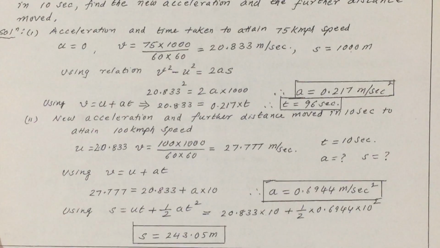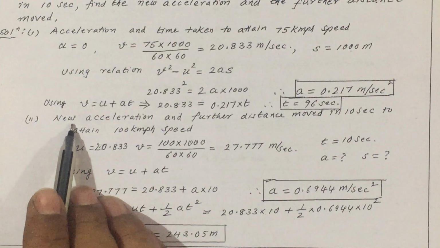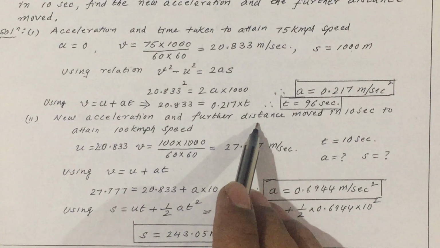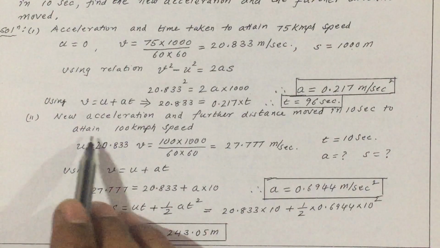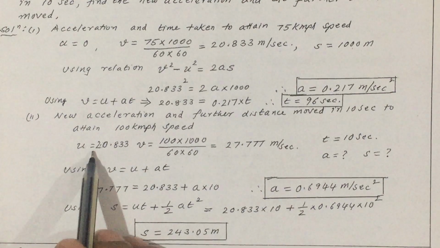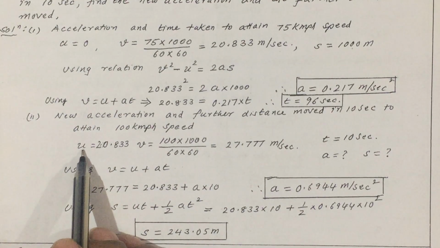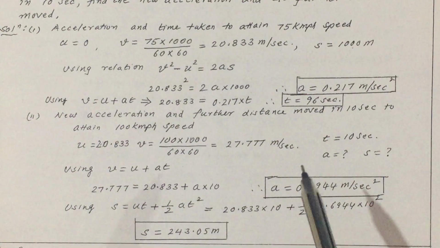Take the second instance or the second part. Here we need the new acceleration and further distance moved in 10 seconds to attain 100 kmph speed. Here the initial velocity will be the final velocity from the previous case.